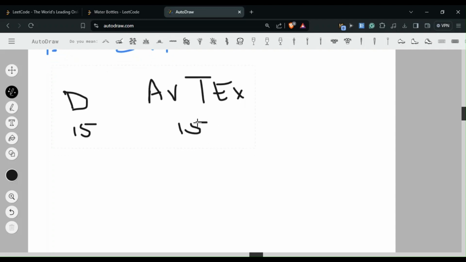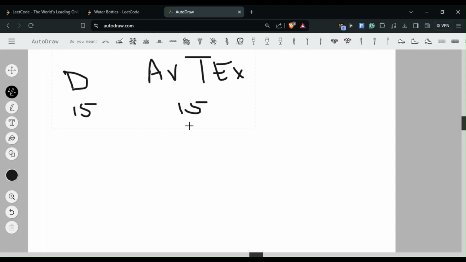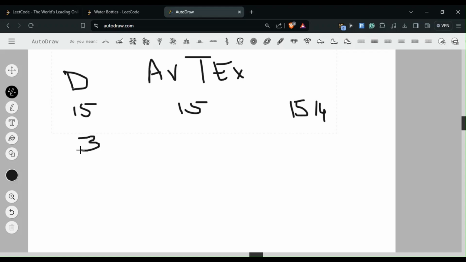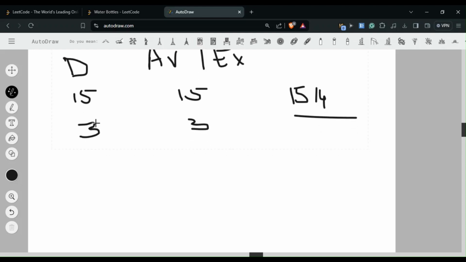Out of these, how many can I get converted to a filled bottle? That is 15 by 4, which gives me 3. So 3 can be filled. And how many bottles do I need to give up for that? That is 12, so 15 minus 12 would be 3. I'll be left with 3 empty bottles, and I'll drink the 3. So these 3 plus another 3, we'll have 6 bottles here.